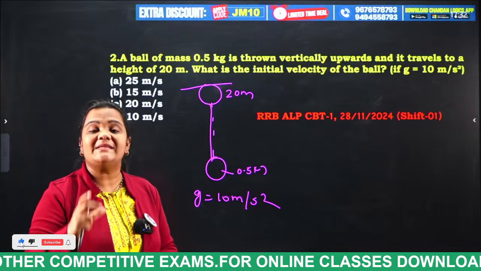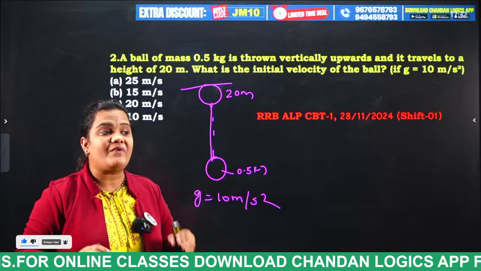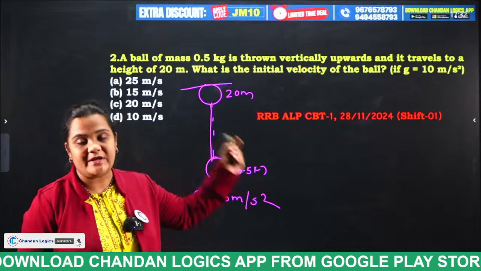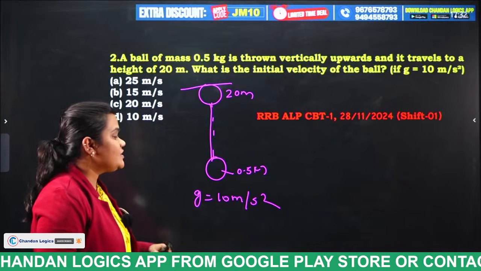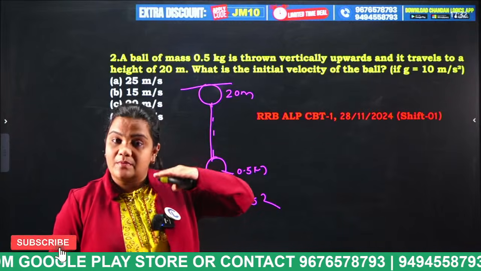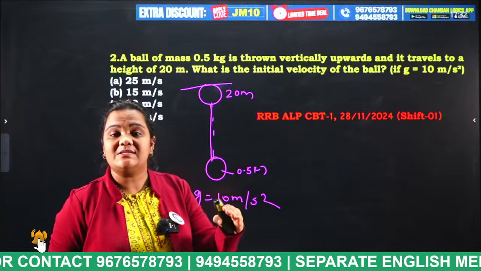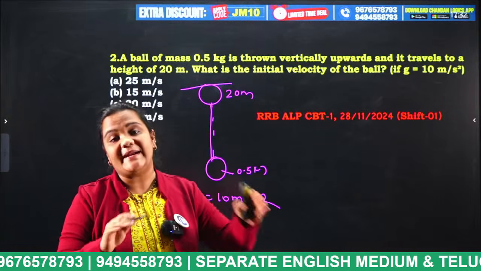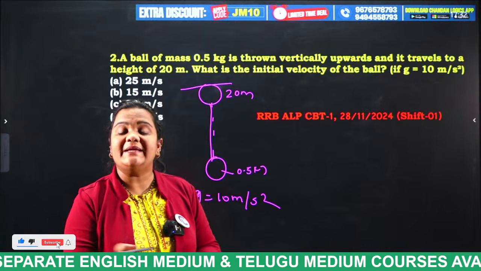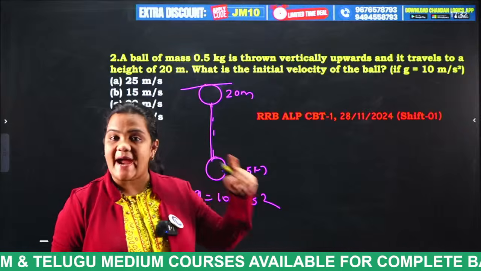So initially they are throwing the ball upwards, right? They are asking you to find the initial velocity of that ball which is thrown to a height of 20 meters. So what may be the answer, students, in these types of problems? At the bottom of the process, what is that energy? Kinetic energy. When the ball is thrown upwards at the initial stage, that energy is kinetic energy.